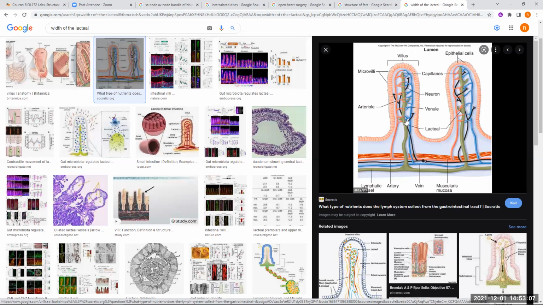And the fat absorption is done via the lacteals. The lacteal is nothing more than an extension of the lymphatic vessels that run inside the villus, which is located in the small intestine. We good?